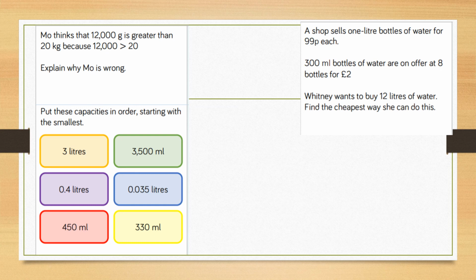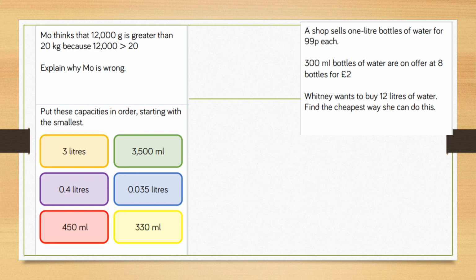Put these capacities in order, starting with the smallest. Again, are you going to put them all into millilitres or all into litres? Which one do you find easier? Okay, but know that again, we're looking at dividing or multiplying here, whichever one. Think, is it 10, 100 or 1,000?